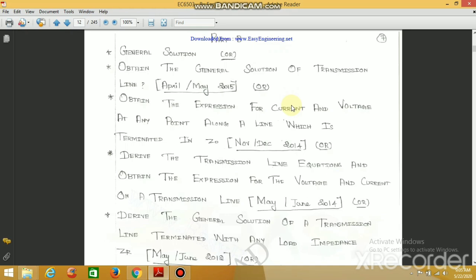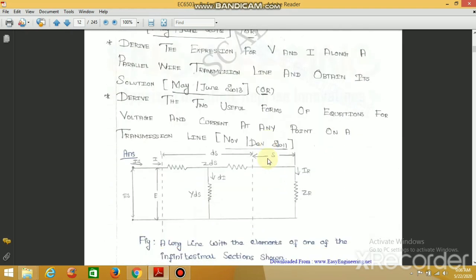The question is like this: explain in detail the transmission line equation general solution, or obtain the expression for the current and voltage at any point along a line which is terminated in Z0, and it can be asked for any different type of waves. The simple thing is, it is nothing but the general solution of the transmission line equation. Now we can go for the answer to this question.